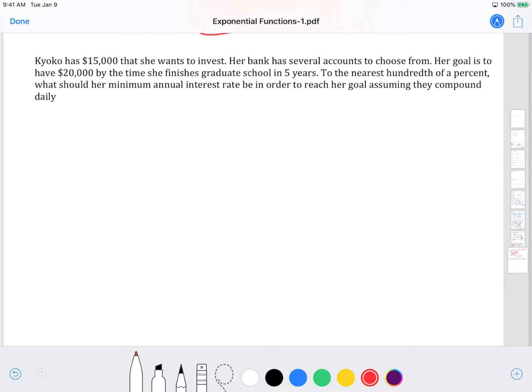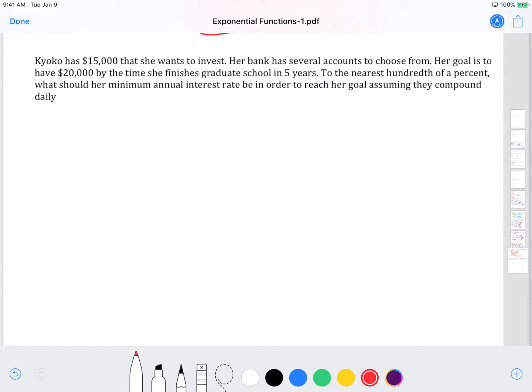Okay, it says Kiko has $15,000 that she wants to invest. Her bank has several accounts to choose from, and her goal is to have $20,000 by the time she finishes graduate school in 5 years. We need to find the minimum annual interest rate in order for her to reach her goal. So in this one, they're asking us to find the rate, which is R. So it's going to be a little bit more messy and more steps because we're going to have to rearrange the formula a little bit more than the previous two examples.